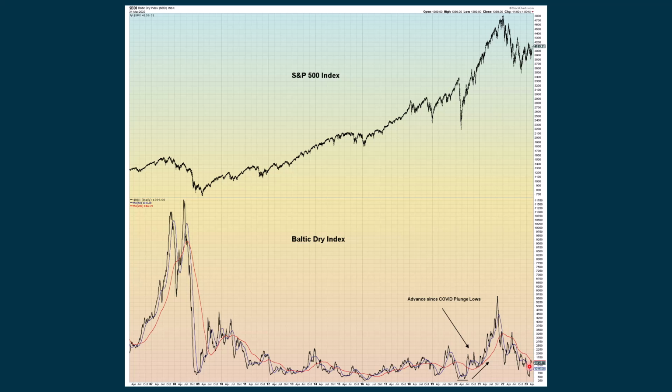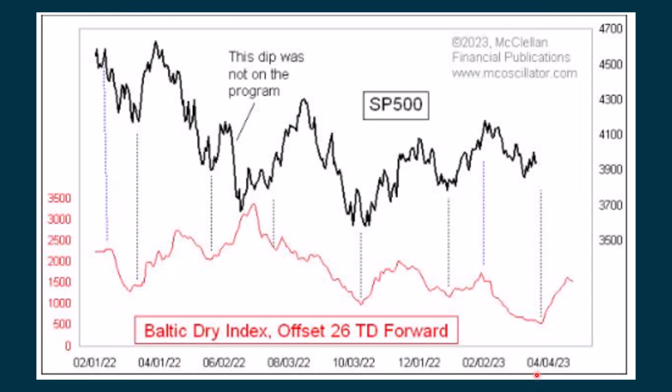We're in an overall downtrend, but it has been coming up as of late. Tom McClellan has posted some additional charts by taking the Baltic Dry Index and then putting it forward 26 days, and he can see a pretty good correlation between the two. Where the Baltic Dry Index had been coming down, it seemed to have bottomed out, and it's been coming back up. That could give some support to the S&P 500.